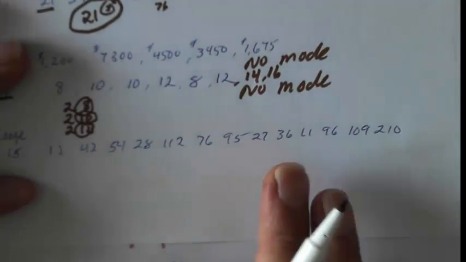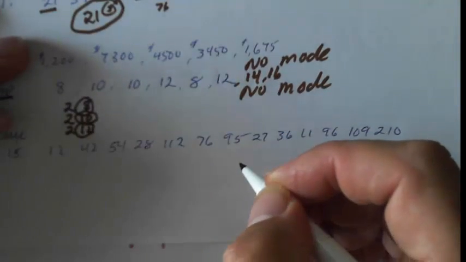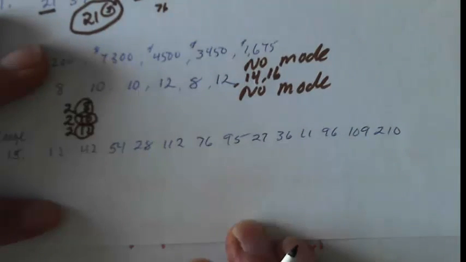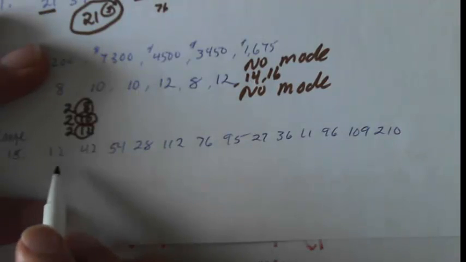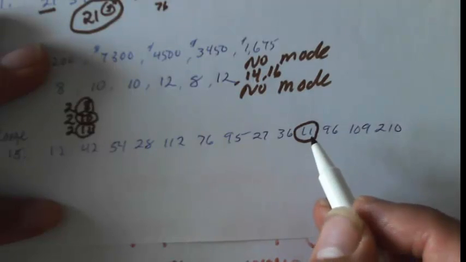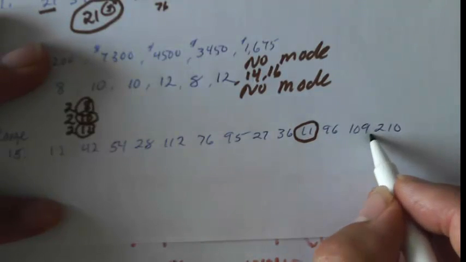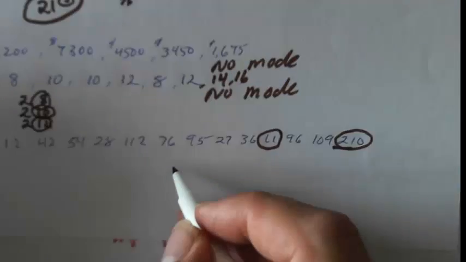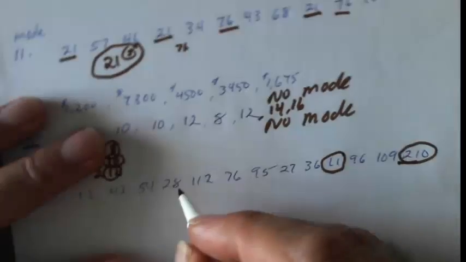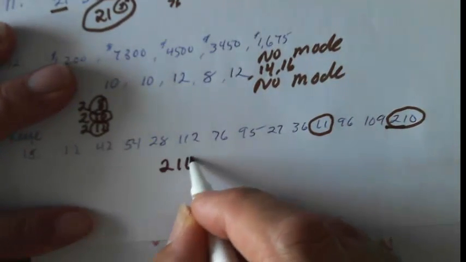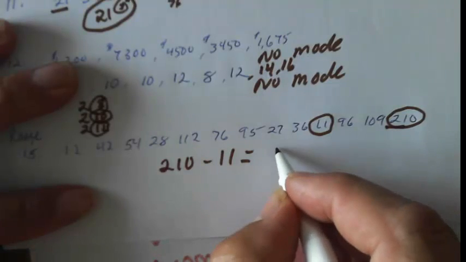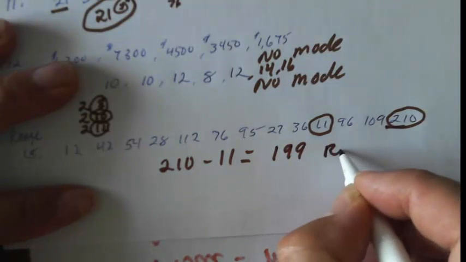And last, if not least, range is very straightforward. It's just simply taking the largest number of the set, subtracting the smallest number of the set. So you go through here, there's a 12, there's an 11, so that looks like it's the smallest number. And it looks like 210 is the biggest number. So we're just simply subtracting 11 from 210. So you would get 199, then, is the range.